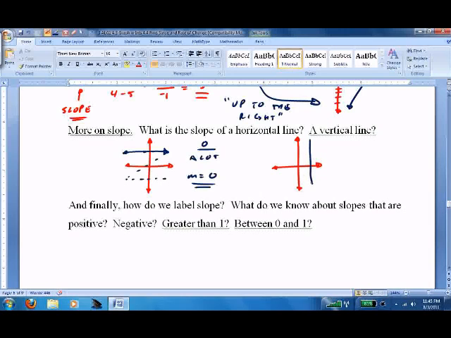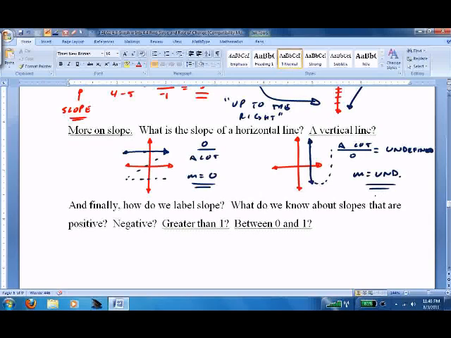How about a vertical line? Well, the vertical change is a lot, and the horizontal change is 0. Well, you're not allowed to divide by 0. Try it in your calculator, see what happens. So we call that undefined. And again, if you drew a U, that's how I remember it. Kind of like drawing a U. So m equals UND, undefined.